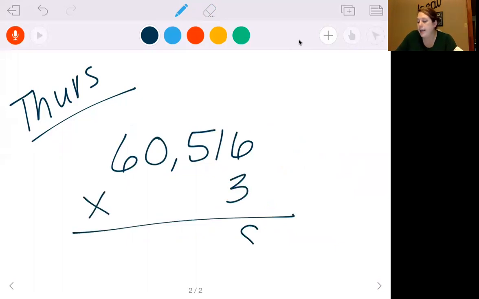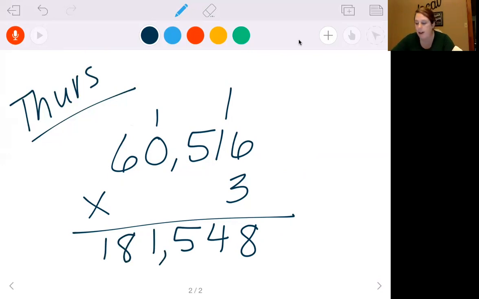6 times 3 is 18, carry 1. 3 times 1 is 3, plus 1 is 4. 3 times 5 is 15, put 5, carry 1. 3 times 0 is 0, plus 1 is 1. 3 times 6 is 18. So 181,548. Okay, so that's what you're going to do today, and tomorrow we'll do our last Friday election.